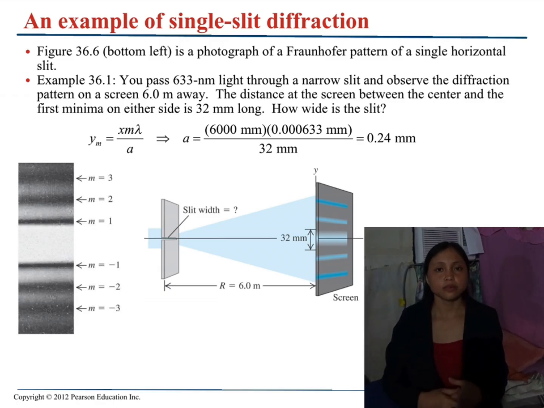This example demonstrates an important application of diffraction, measuring extremely small dimensions. Scientists and engineers often use diffraction techniques to determine the size of microscopic structures.